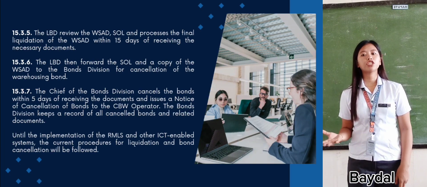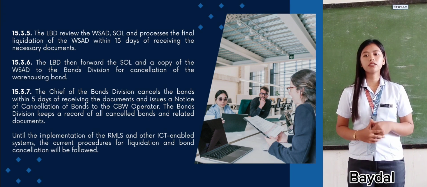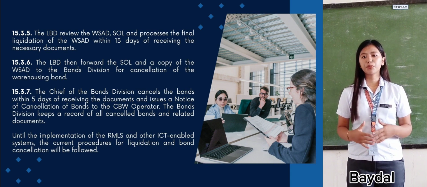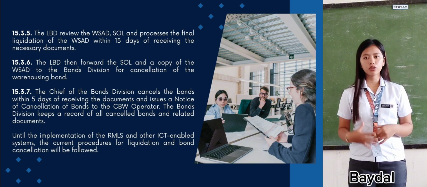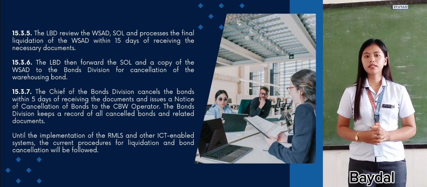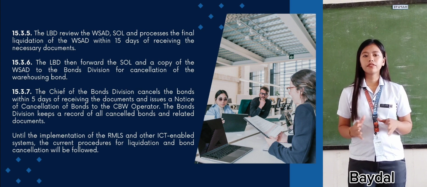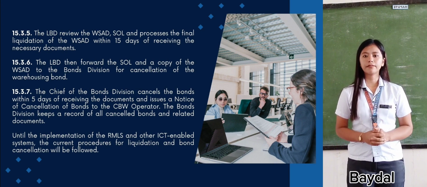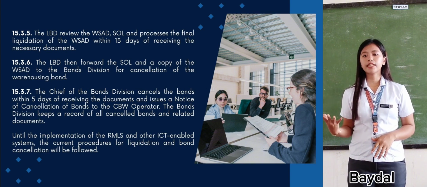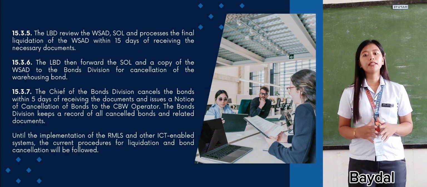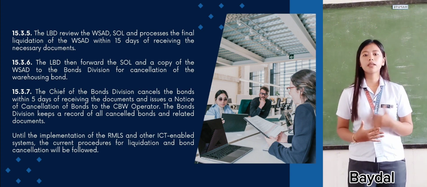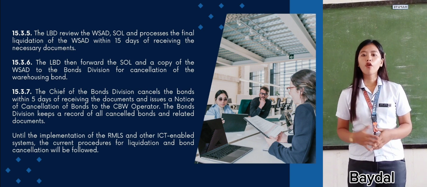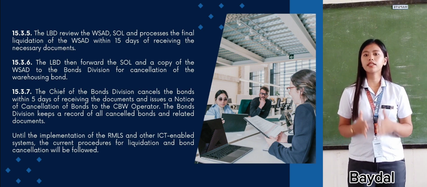In Section 15, Subsection 3.5, the Liquidation and Billing Division or LBD shall review the WSAD and SOL para ma-determine if tinood ba ang mga information nga naadto o kumpleto ang mga supporting documents nga imuhang gi-submit. And within 15 days nga nadawat nila ang documents from the operating division, ang LBD will process the final liquidation of the WSAD. So in Section 15, Subsection 3.6, the LBD shall forward the SOL kauban sa WSAD to the bonds division for the cancellation of the corresponding warehousing bond.